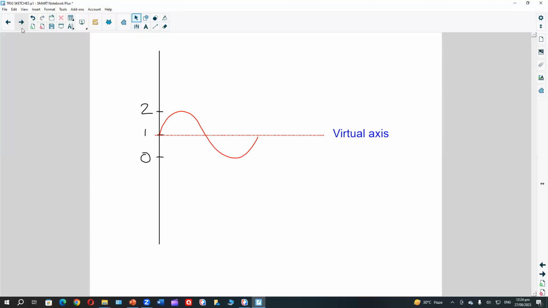So copy the sketch. Again, neat translation is needed. The shape should be smooth. Okay. So draw a neat sketch as you can see on the screen. Done.